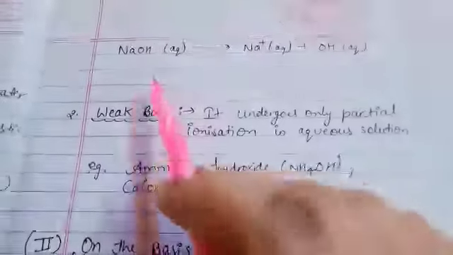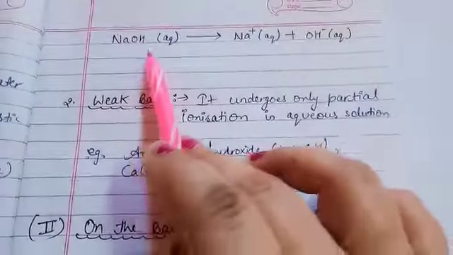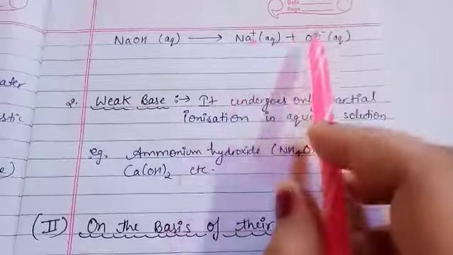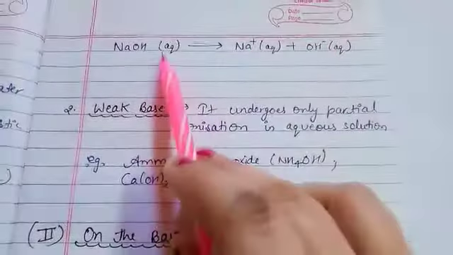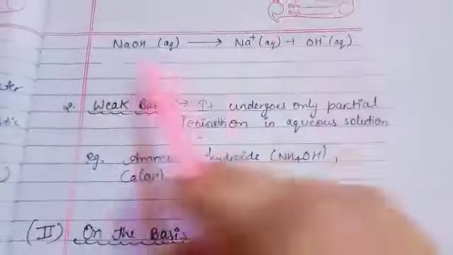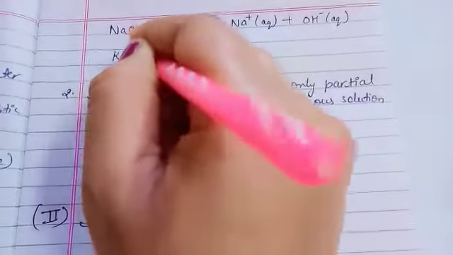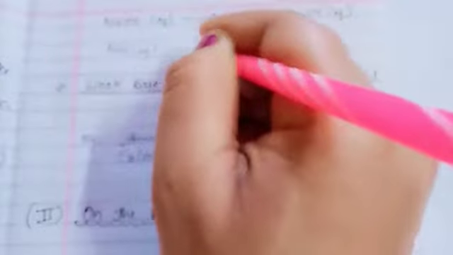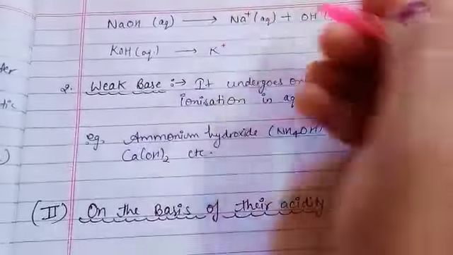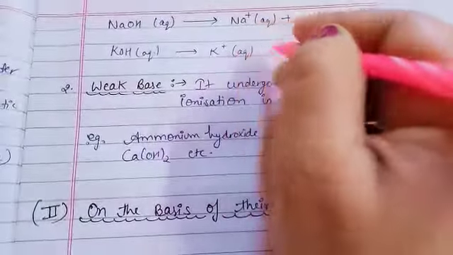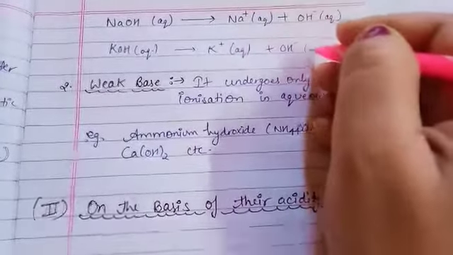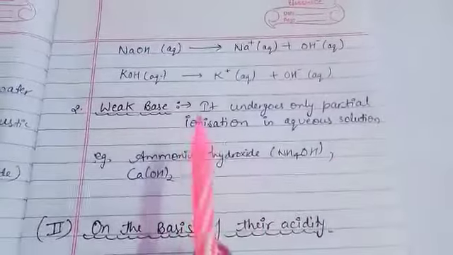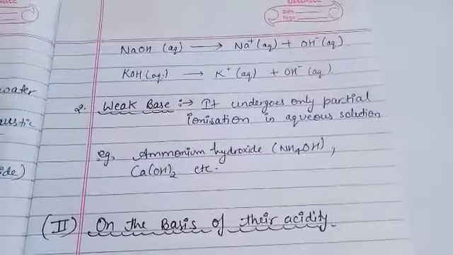Now just see NaOH. How does NaOH break? NaOH gives Na positive and OH negative. Just see, I have written here it's an aqueous medium, which means they are dissolved in water. Instead of this, you can write KOH also in aqueous solution. This one will dissolve and forms K positive in aqueous solution, and OH negative. These are strong bases, those which completely dissociate into ions.